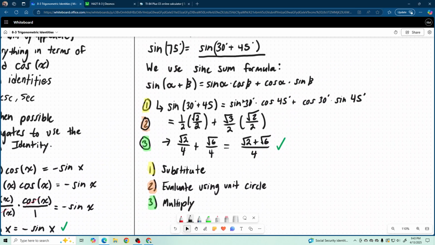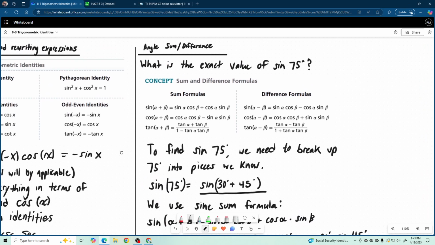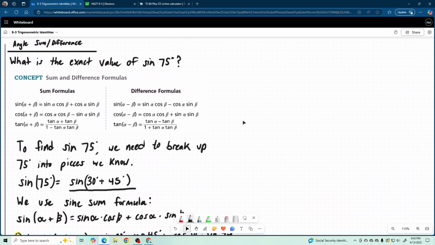Okay, so that's it for when it comes to the trigonometric identities. The last thing we're going to learn today is angle sum and difference. Now, you'll notice that I'm going to show you this question, and you're going to look at it and go, oh, wait, can't I solve that problem in 2 seconds? And technically no, and I'll explain why, okay?